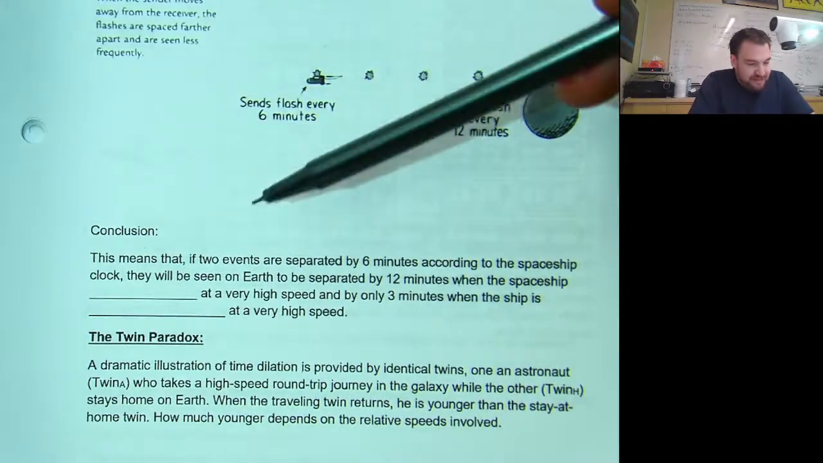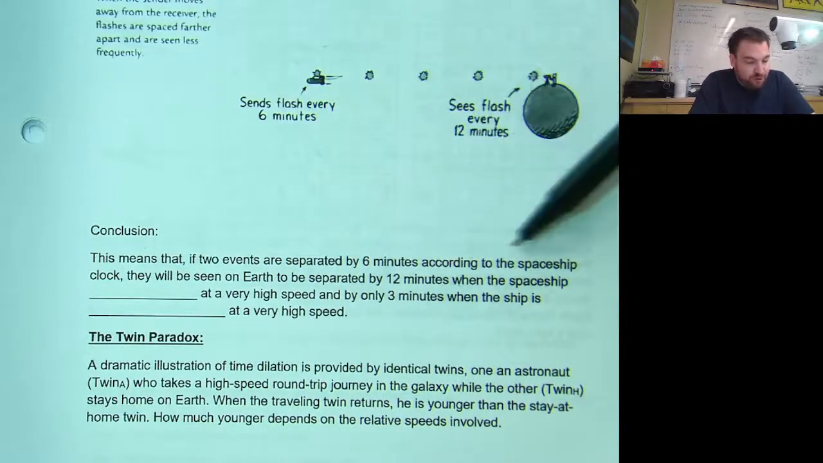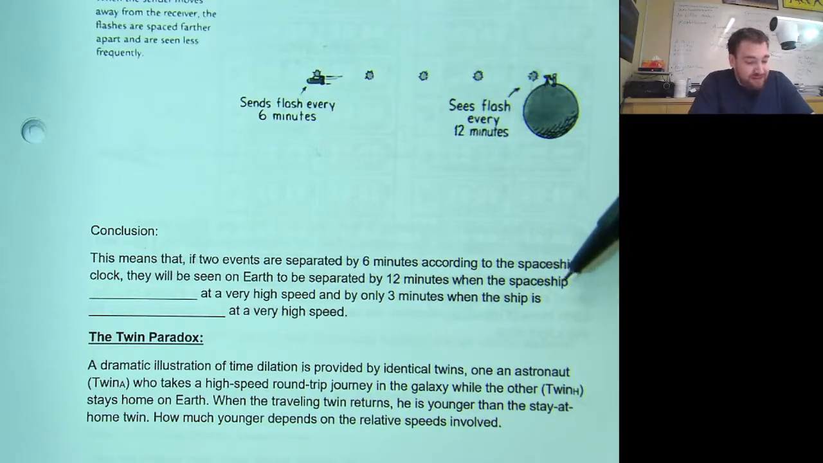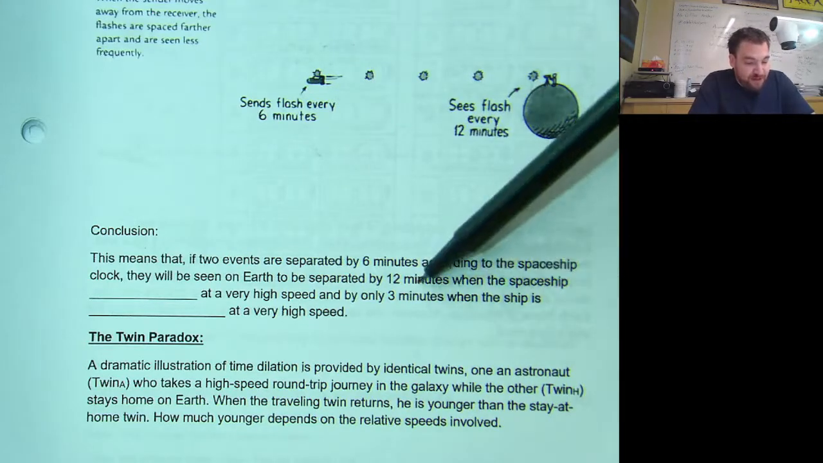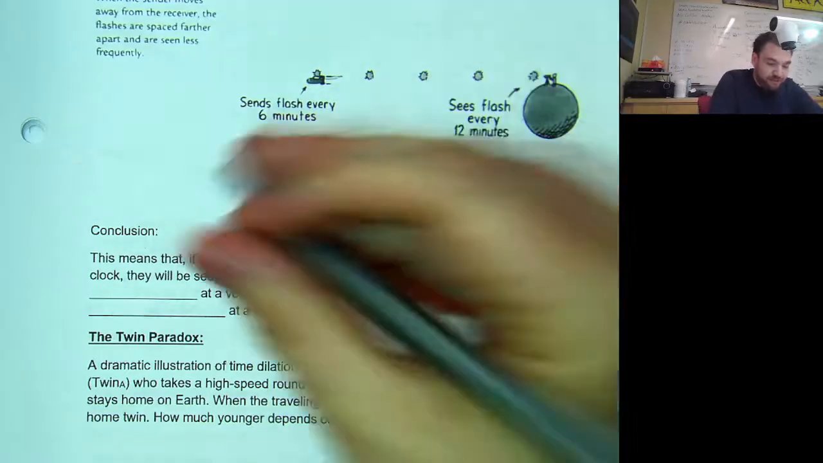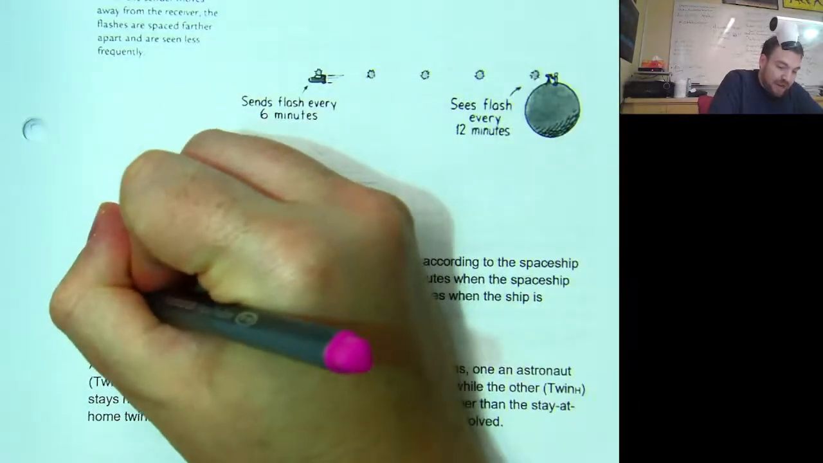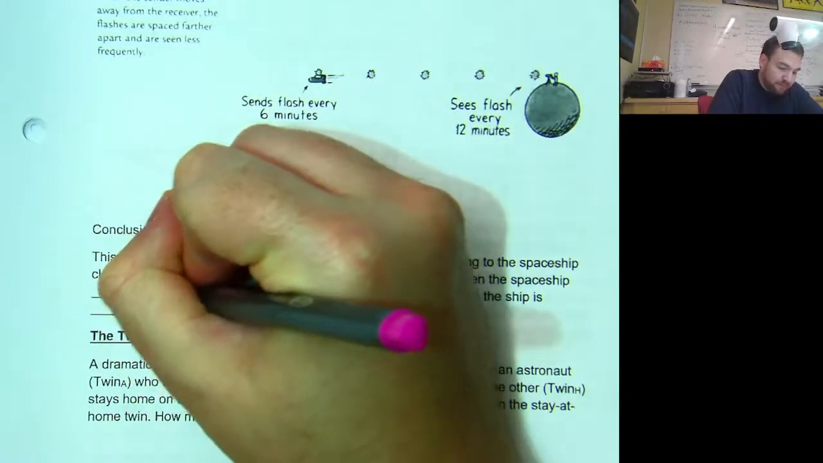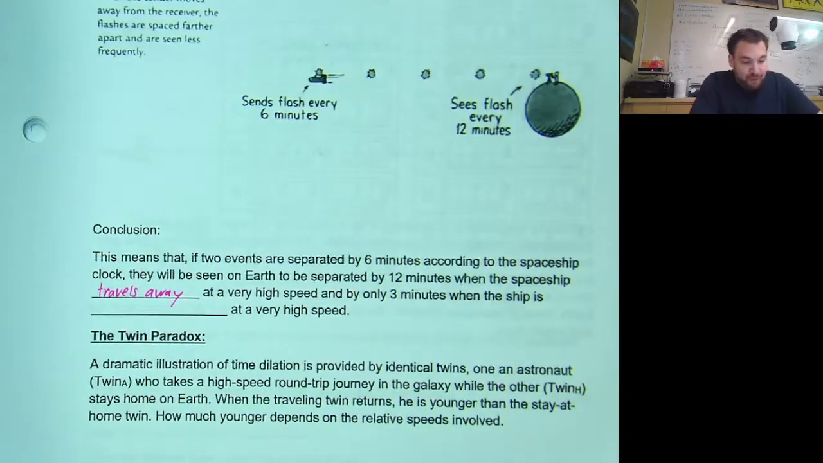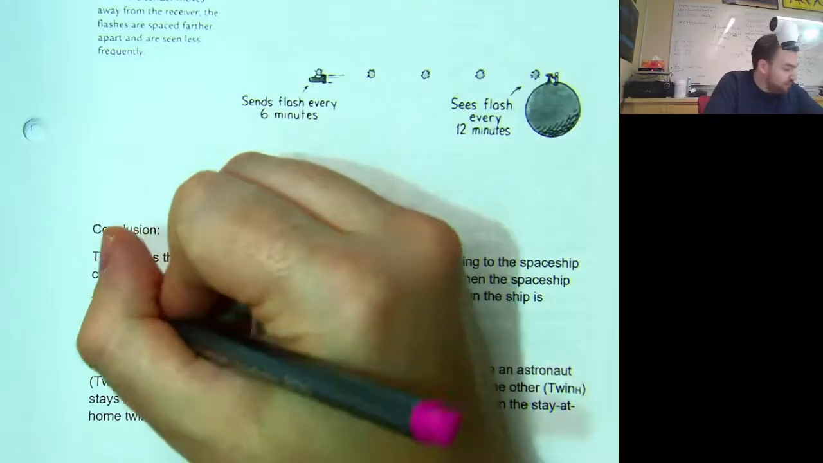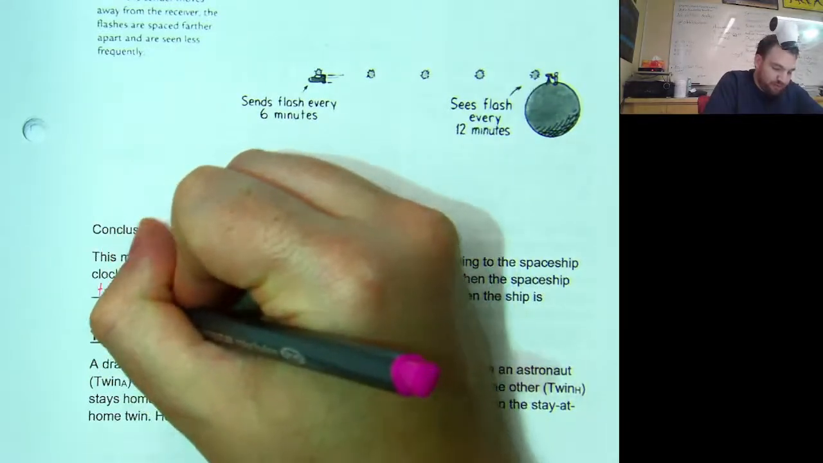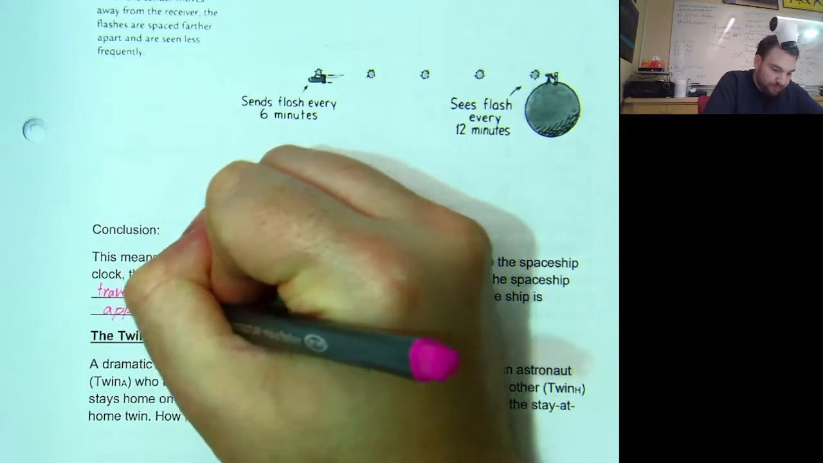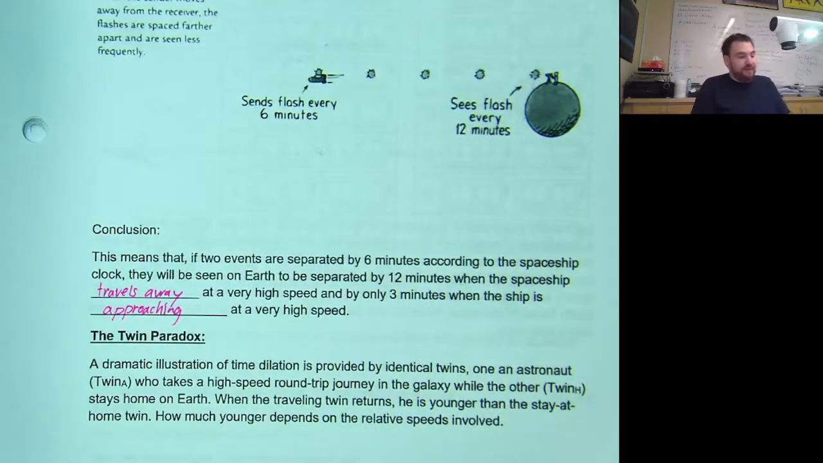The conclusion means that if two events are separated by 6 minutes according to the spaceship clock, they will be seen on Earth to be separated by 12 minutes when the spaceship travels away at high speeds, and by only 3 minutes when the ship is approaching at a very high speed.